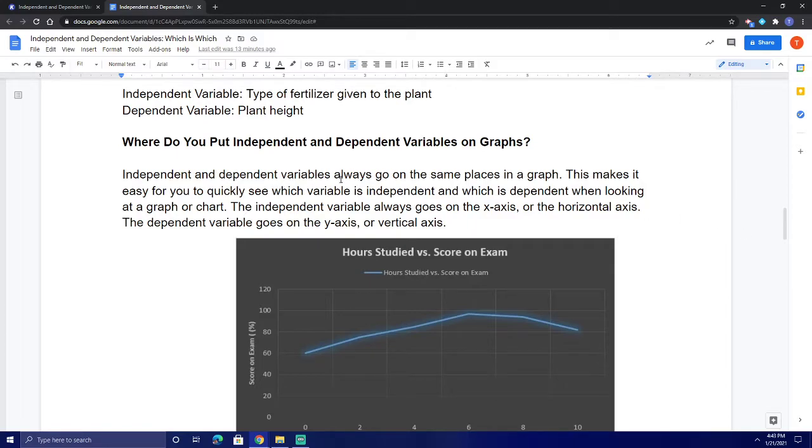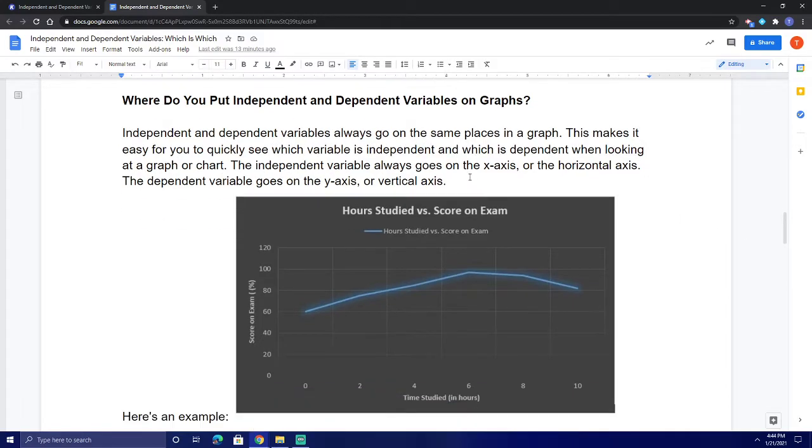Independent and dependent variables always go in the same place on a graph. This makes it easy for you to quickly see which variable is independent and which is dependent when looking at a graph or chart. The independent variable always goes on the x-axis, or the horizontal axis.